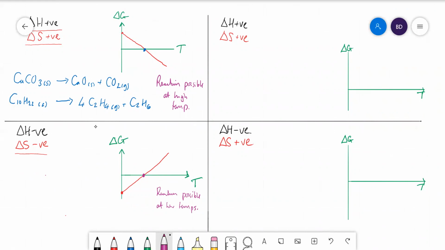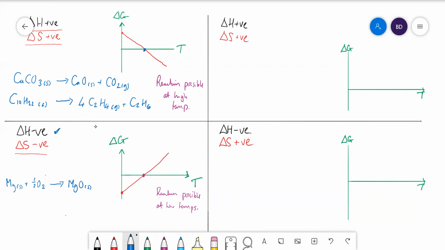So let's see a good example of that. Magnesium ribbon burning is a very good example of that sort of reaction, and we've come across that in an early video. So we've got magnesium solid plus a half O2 goes to MgO solid. How do we know it's exothermic?